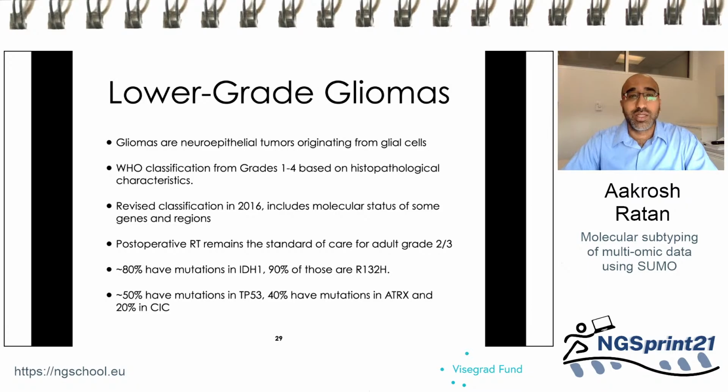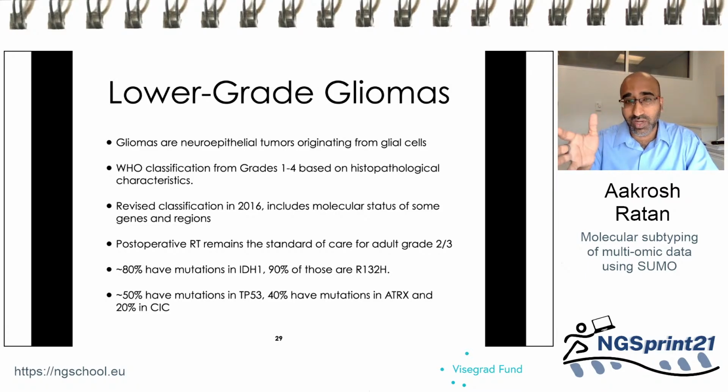So lower grade gliomas are neuroepithelial tumors that originate from glial cells. The WHO classification is based on histology. So you provide grades 1 to 4, and those are, as I mentioned, based on pathology or histopathological characteristics. The latest classification that has been done by WHO is in 2016, and it did include molecular status of some genes and regions.